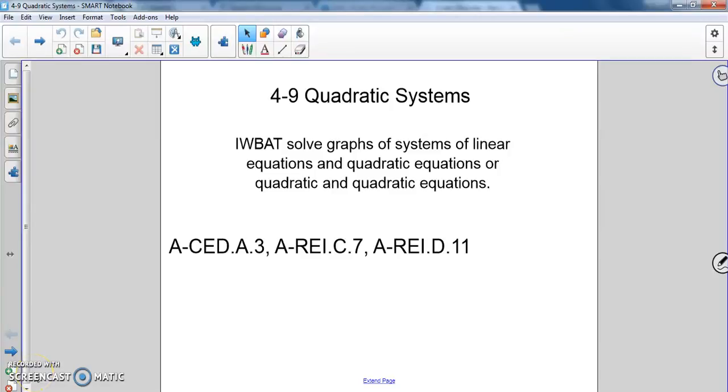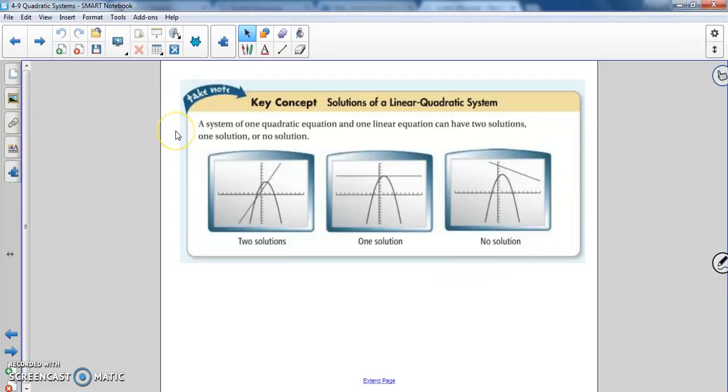Hey guys, today we're going to do 4-9 quadratic systems. So you will be able to graph systems, and solve graphs of systems of linear equations and quadratic equations, and quadratic and quadratic equations. We can solve systems involving both of these using similar methods that we did for solving systems of linear equations.